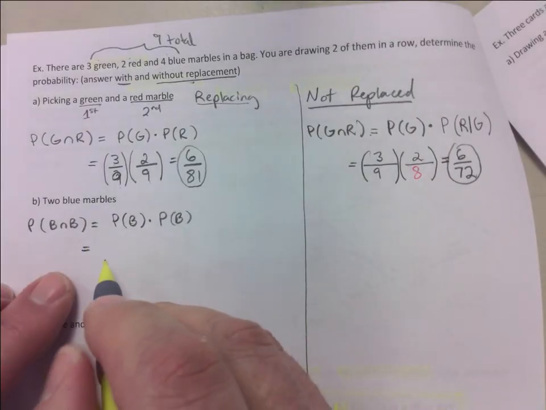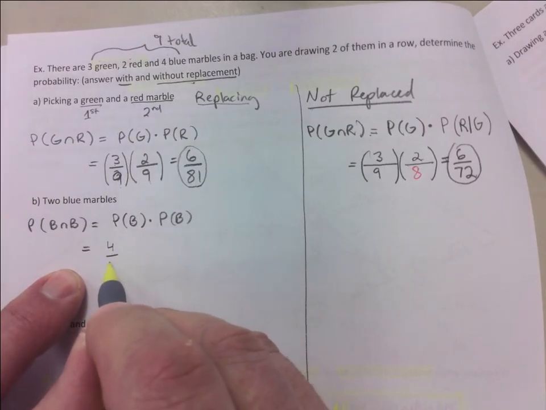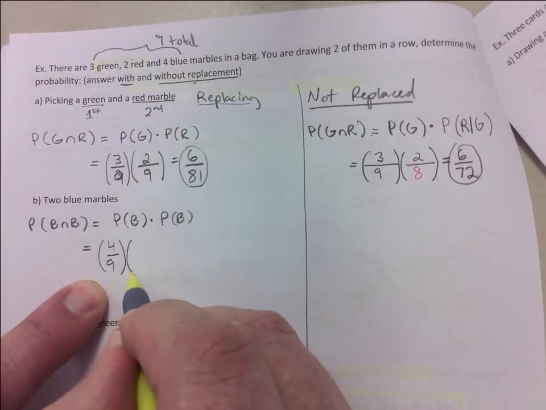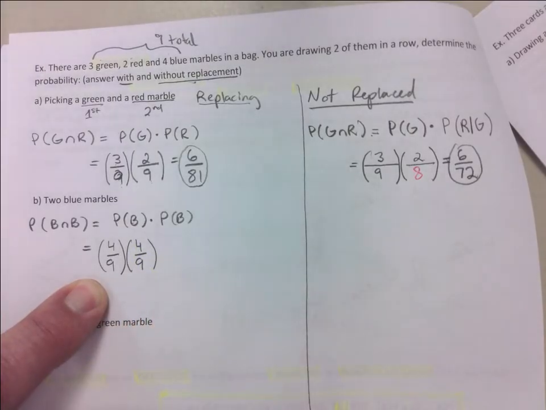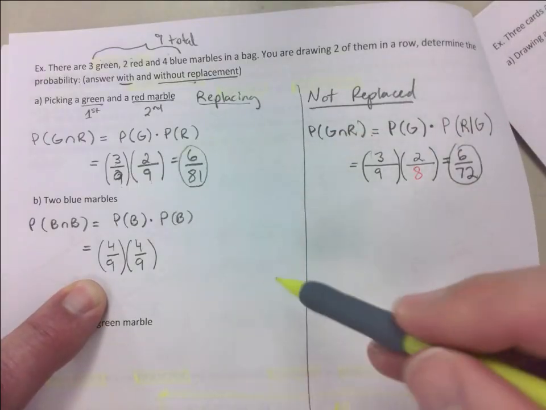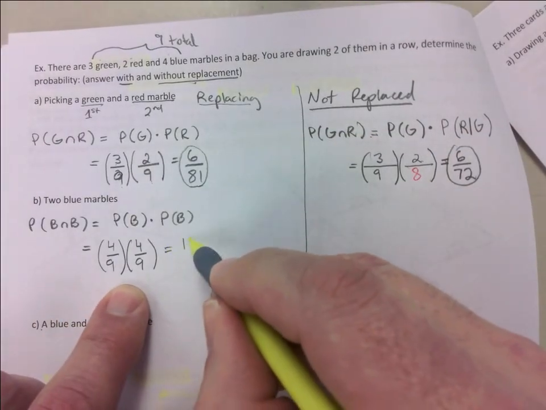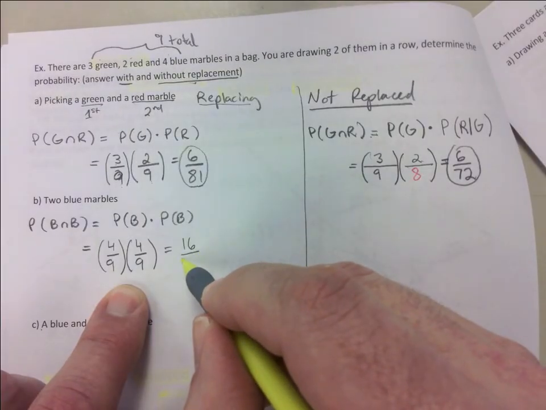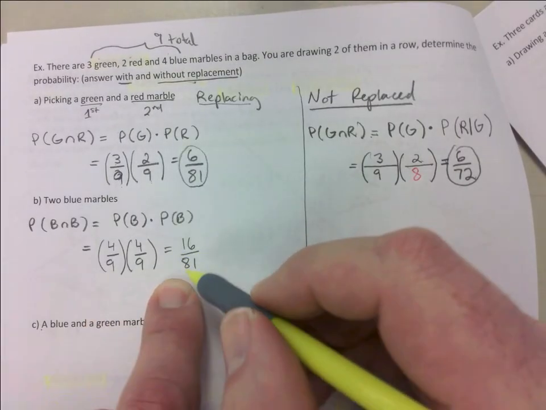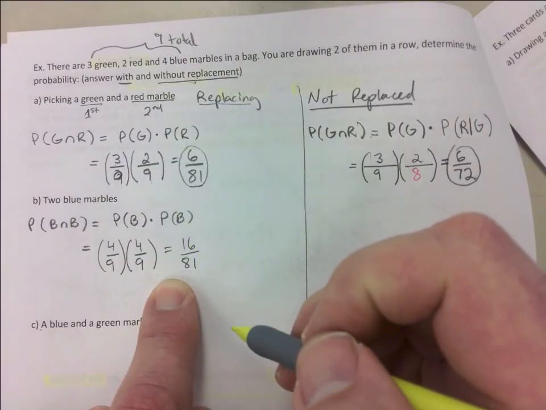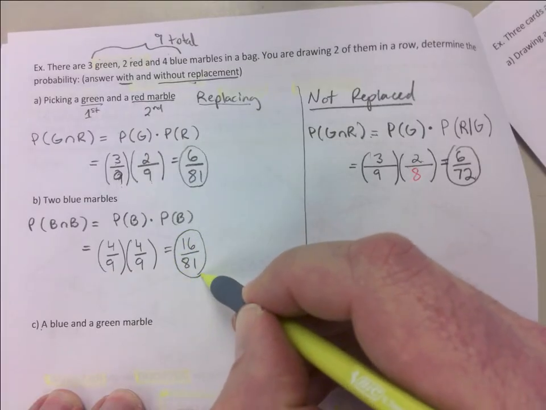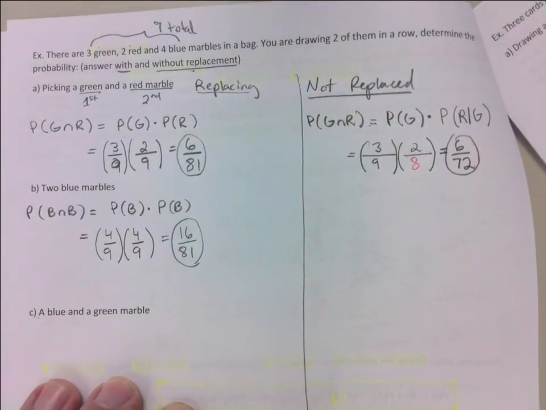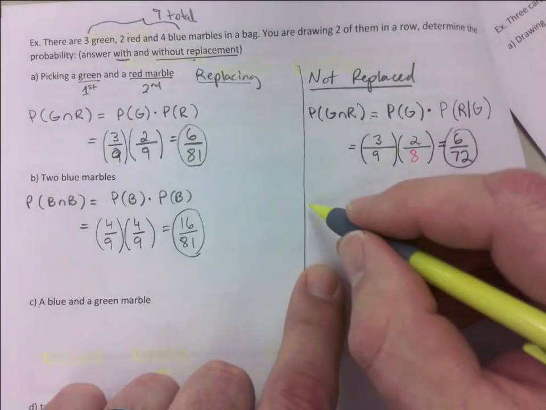How many blues do I have? 4 out of 9. And I still have all 4, and I still have all 9 because I'm replacing in this first column, right? Am I giving you guys a headache? I know I'm doing that. I'm going to try to remedy that next week, but you have to practice. So this is my answer here. Let's do 2 marbles here.